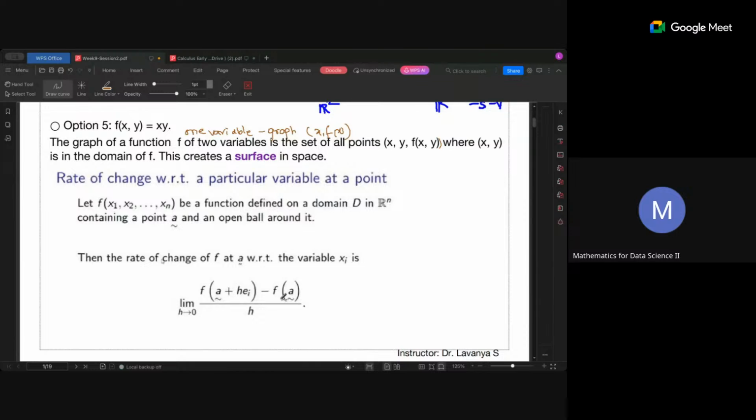Yeah. So here rate of change. Now we are talking with respect to one particular variable. Earlier this was just h. We don't have any ei. But now here you have ei. Why is that so? Because what is this ei?